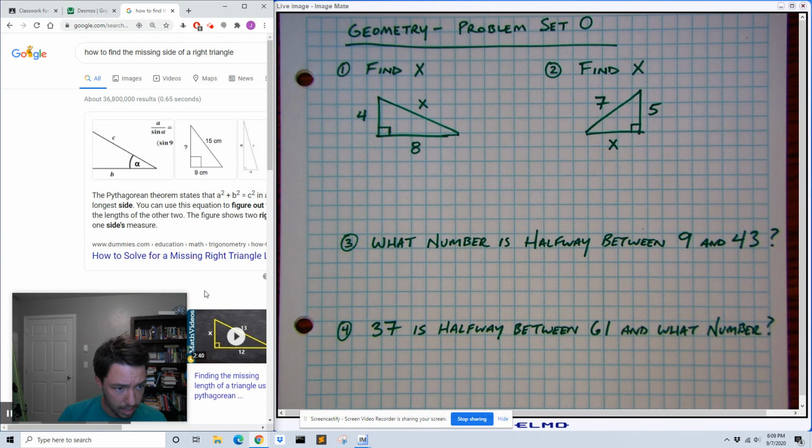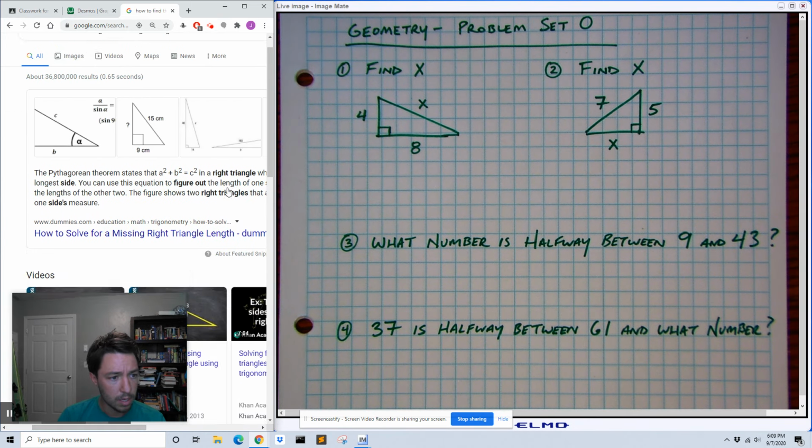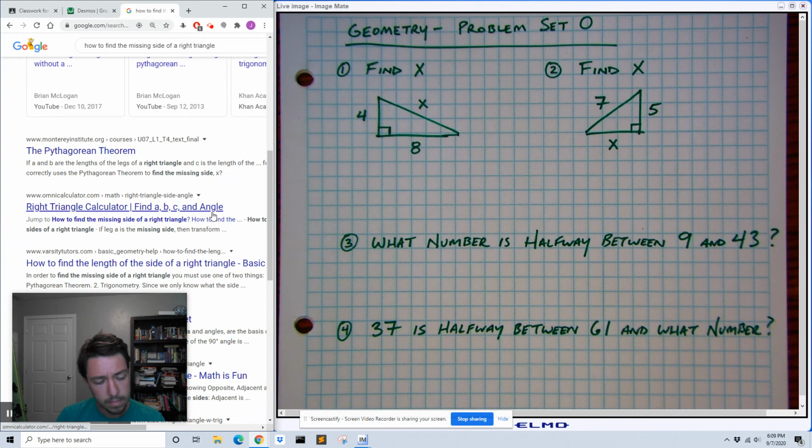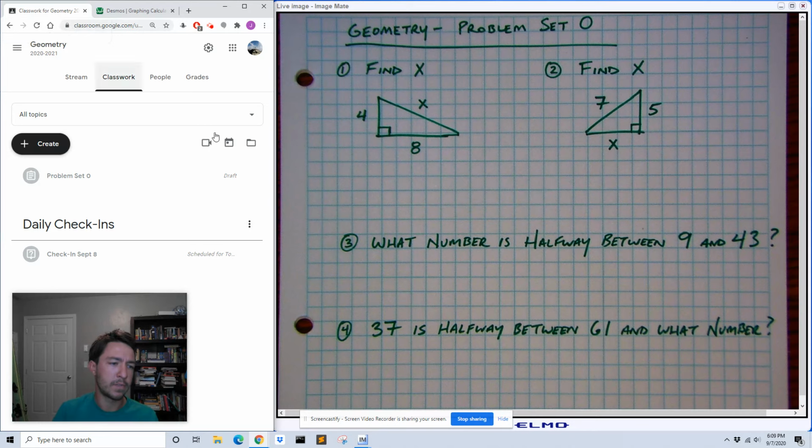And you can see that Google is pointing me towards some resources about the Pythagorean theorem. I could then do further searches. What is the Pythagorean theorem? I'm just showing this to you so you're encouraged to find resources on your own if you want. There's no rule against Googling stuff.